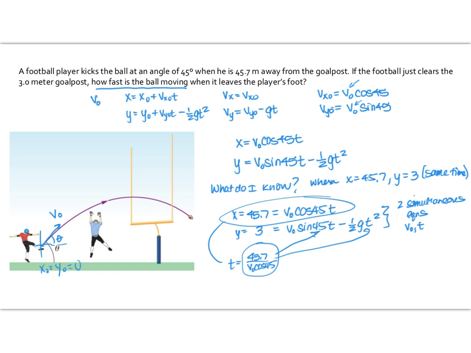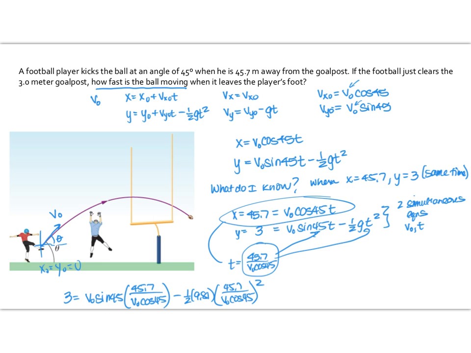So what will I get? I'll get 3 equals V naught sine of 45, and now instead of t, I'm going to put 45.7 over V naught cosine 45, minus 1/2 times 9.81, and then 45.7 over V naught cosine 45, and all that is squared because that's the value for t.